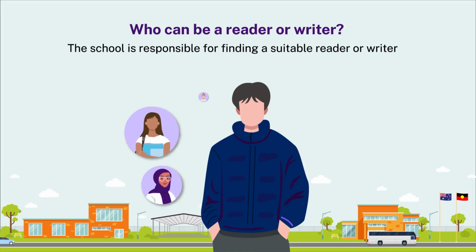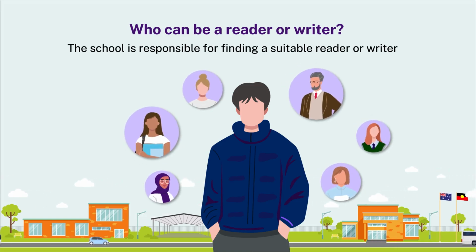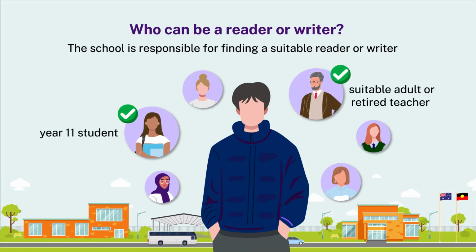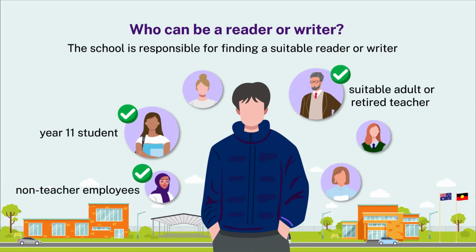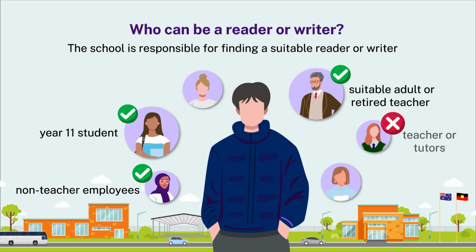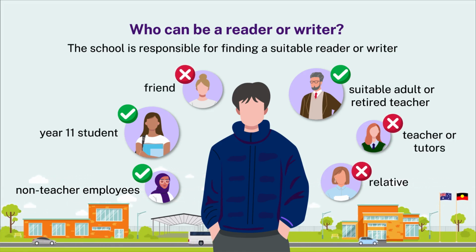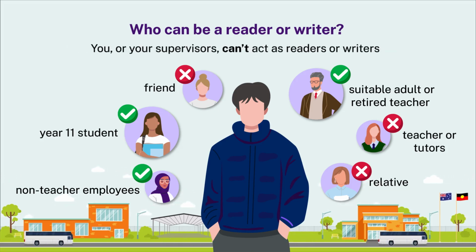The school is responsible for finding a suitable reader or writer, such as a Year 11 student, a suitable adult, a retired teacher, or a non-teacher employee at the student's school, such as a teacher's aide, clerical, or student support officer. Certain people can't be a reader or writer, such as teachers, tutors, relatives or friends of the student, or anyone with a close relative sitting the exam. You or your supervisors can't act as readers or writers.